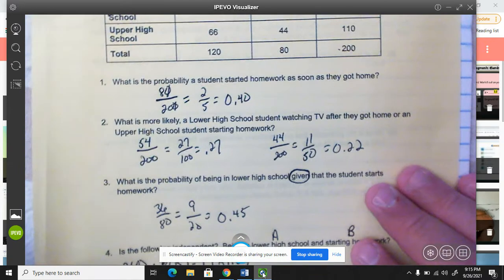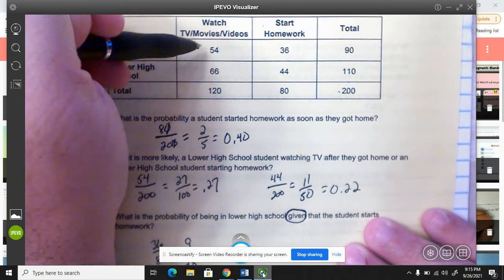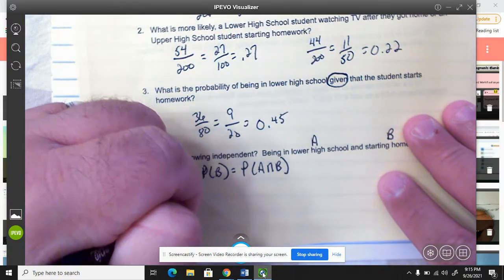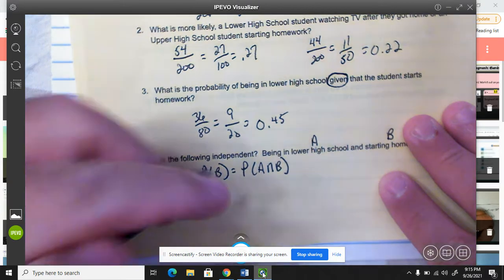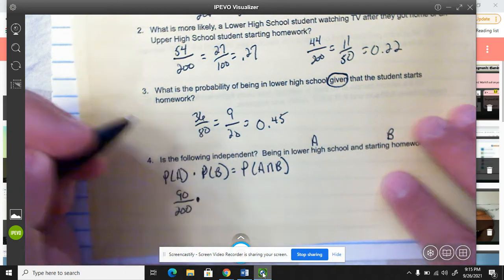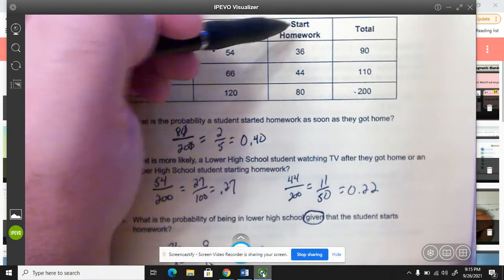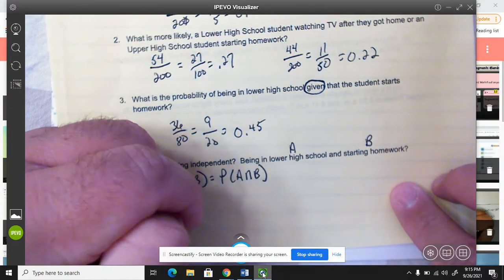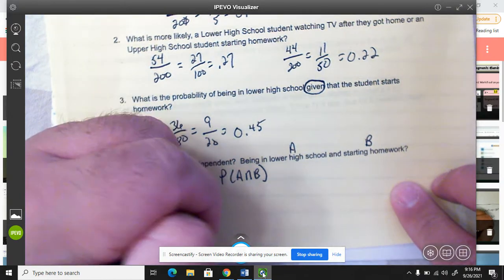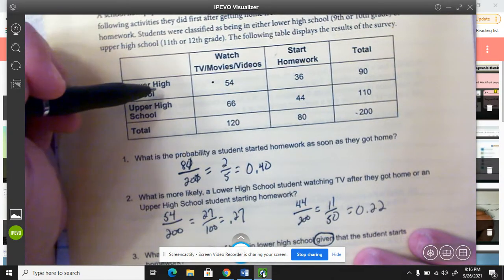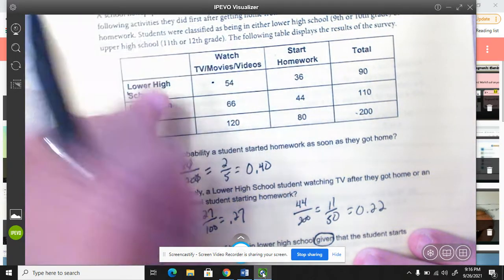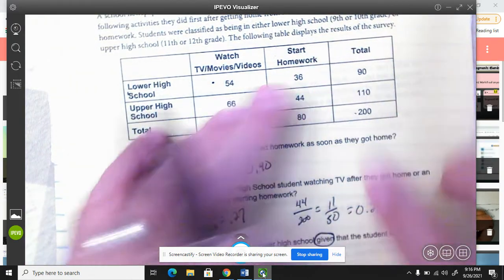So let's look at being in lower high school. I'm going to look at the total. 90 people are in lower high school over the total, 200, times starting homework. Well, I had 80 people start homework out of 200 total equals the probability of lower high school and starting homework. So I'm going to look in that box, lower high school and starting homework is 36.